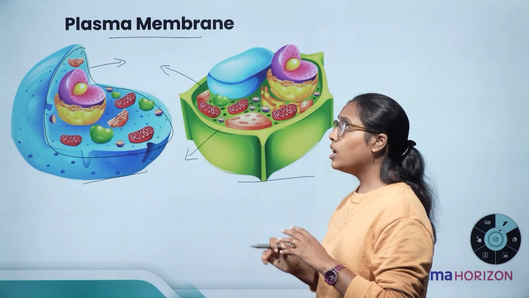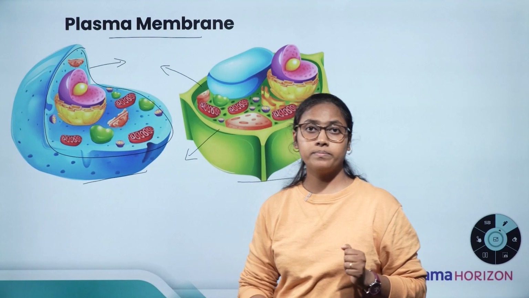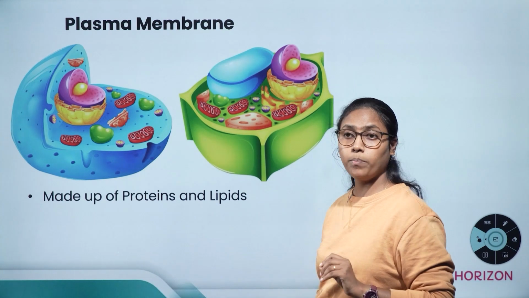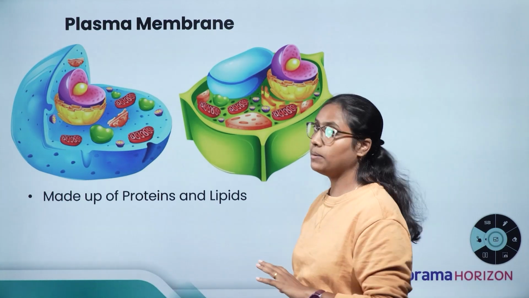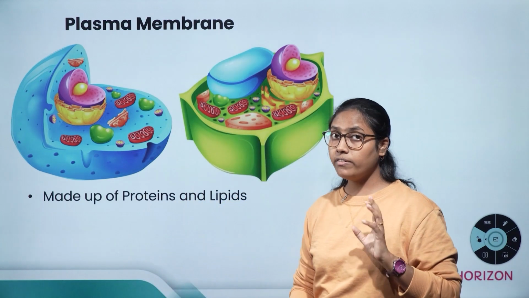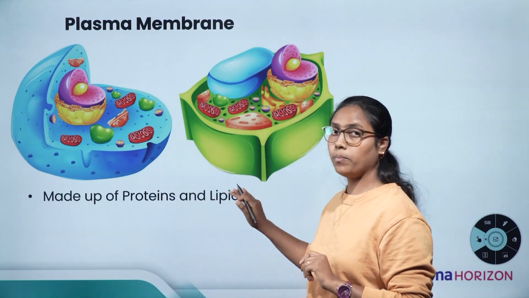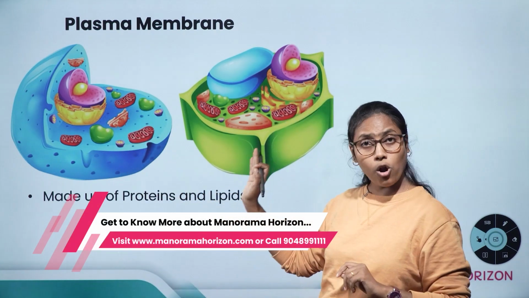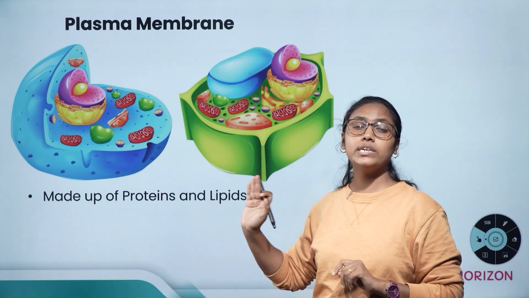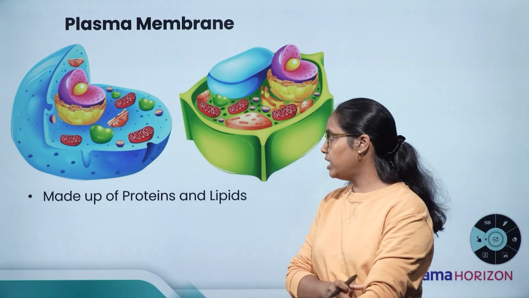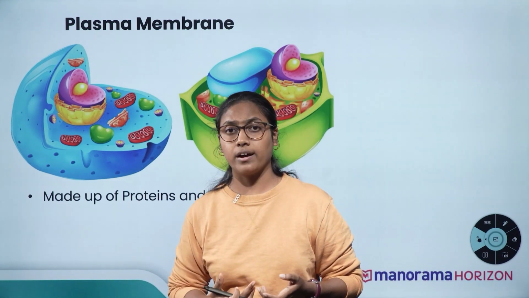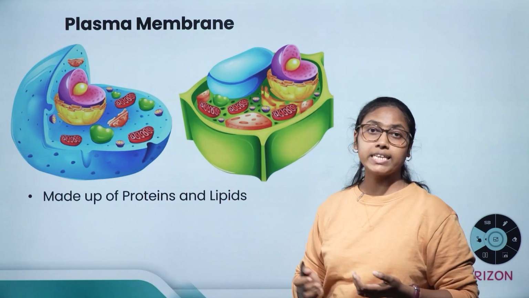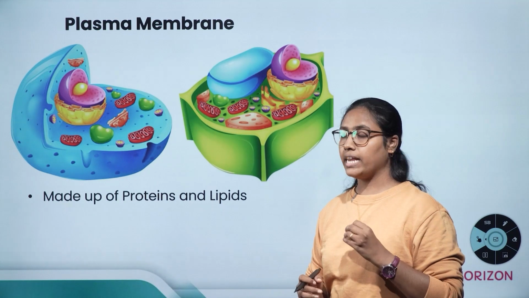Okay. Now, what is this cell membrane made up of? Just think, what is this cell membrane made up of? We can see here the cell membrane is made up of proteins and lipids. Lipids are nothing but fats. Irrespective of whether it is a plant cell or animal cell, the cell membrane is always made up of protein and lipid. So, usually there is a question asked, what is the composition of a cell membrane? At that time you need to write that proteins and lipids are the composition of a cell membrane.